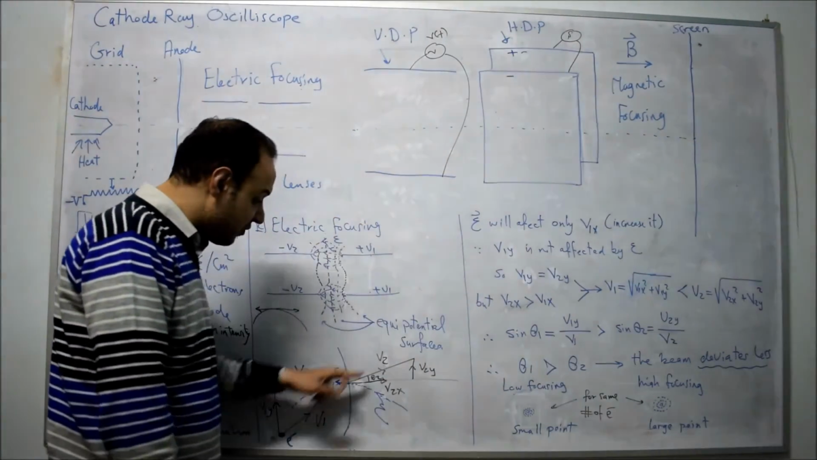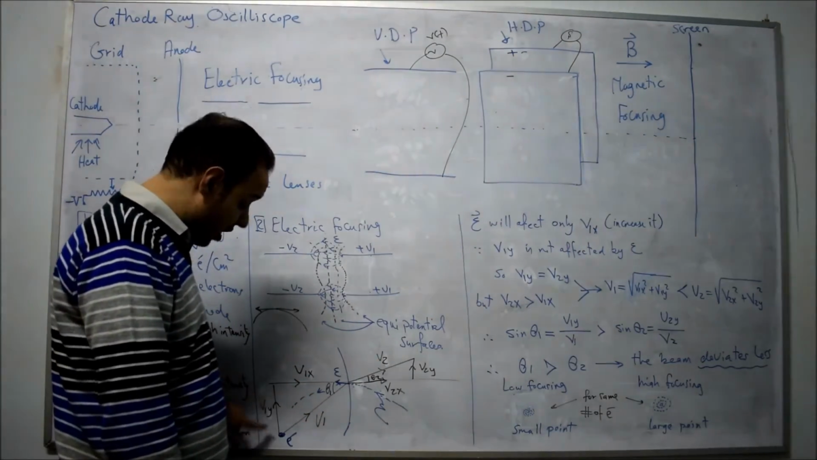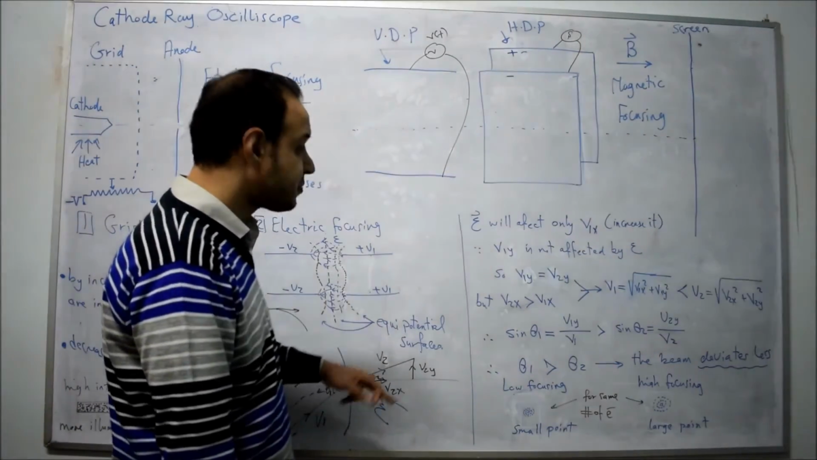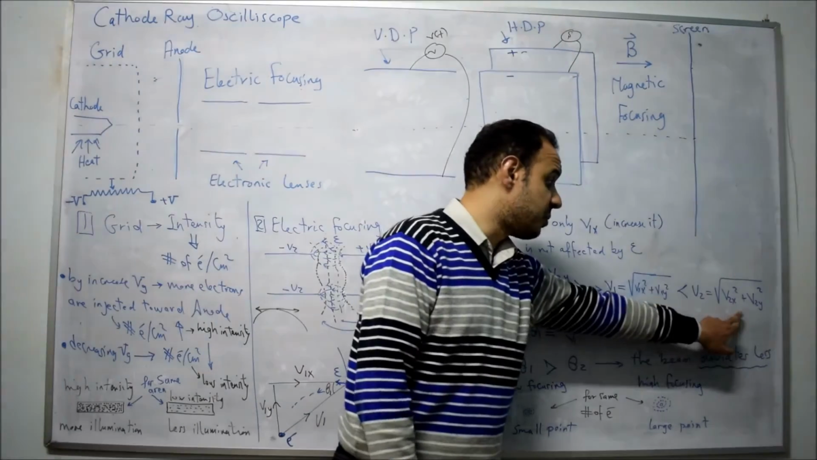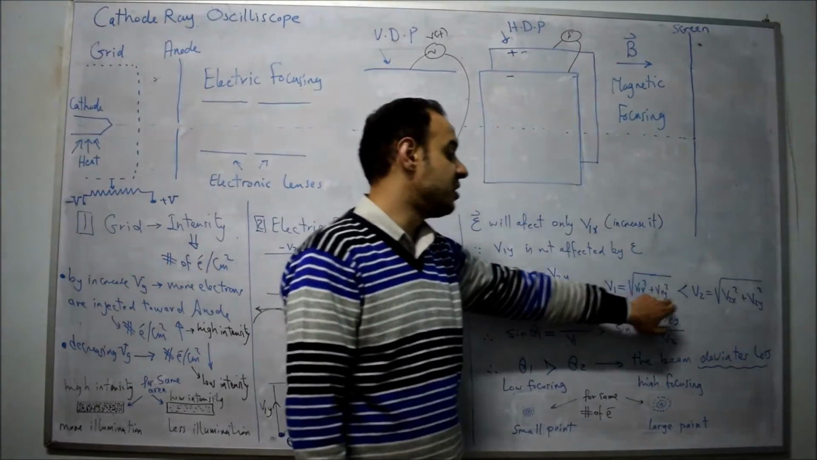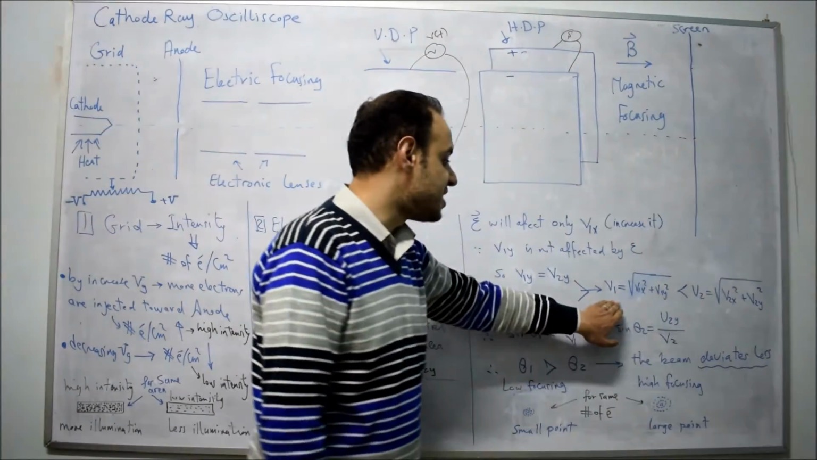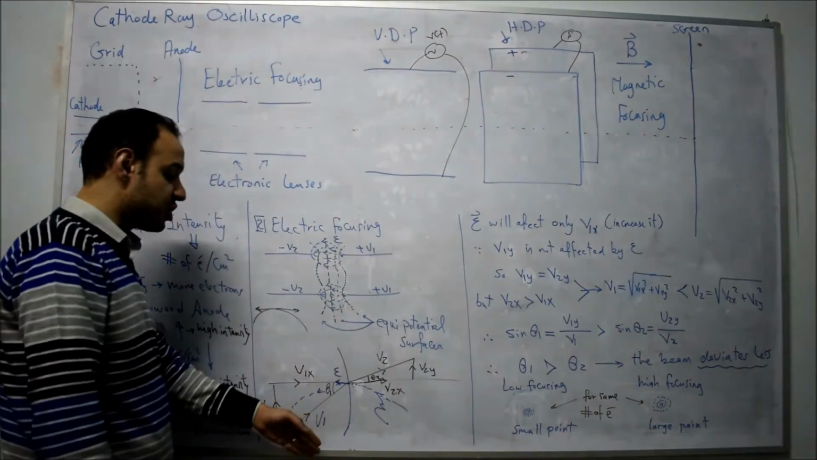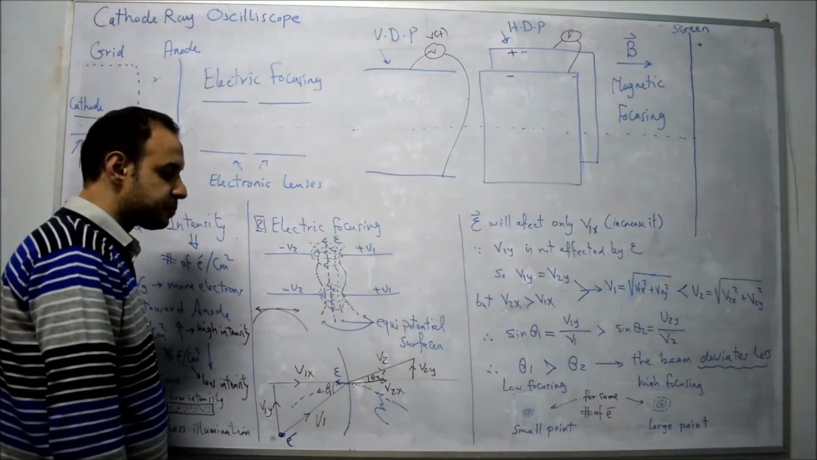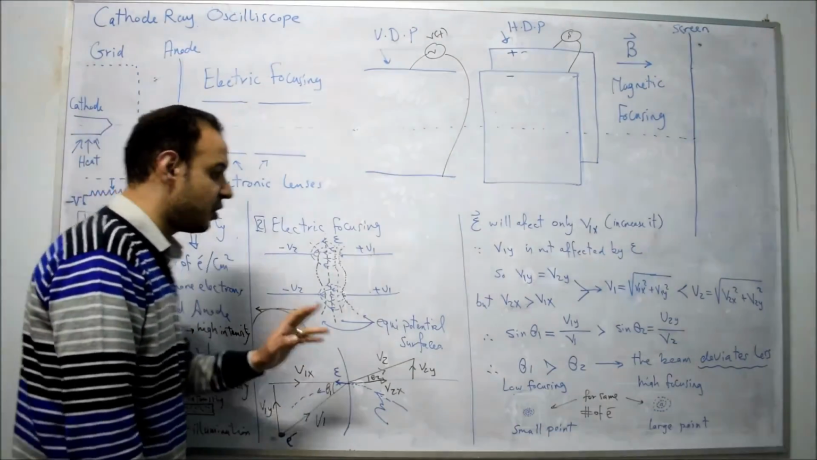So what happened to v1 and v2? v1 is the square root of v1x squared plus v1y squared. v2 is the square root of v2x squared plus v2y squared. But v2x squared is larger than v1x squared, and v1y is equal to v2y. So v2 is larger than v1. So this equipotential surface, this electric field, increases the velocity of this electronic beam.